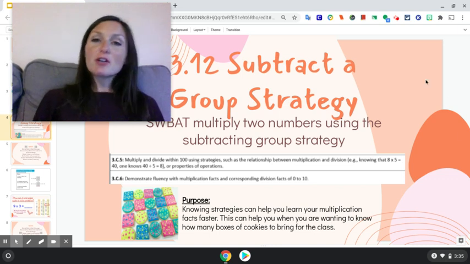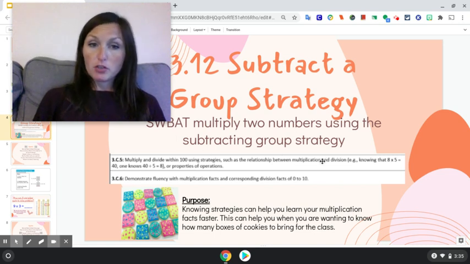All right, so today we're going to be looking at subtract a group. Our objective today is that we'll be able to multiply two numbers using the subtracting group strategy. Again, this is going to help us with our fluency. This is one of the ways to show that we understand the relationship between multiplication and division.